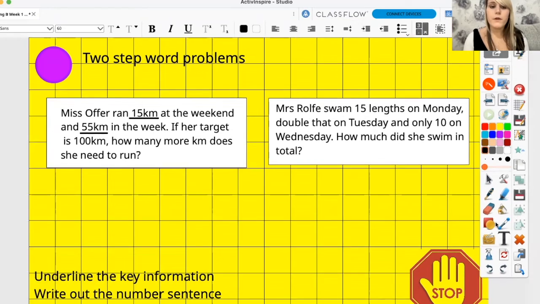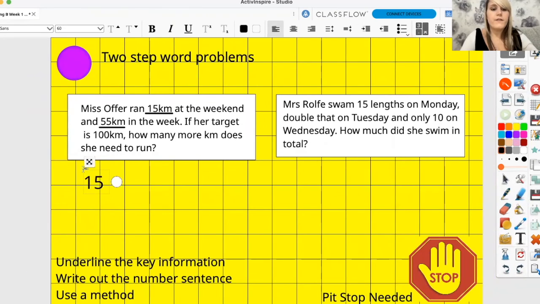So we know she's already ran 15 kilometres and 55 kilometres. So if she's ran both of those distances, we need to add them together to see how far she's ran so far. So using a mental method or the partition and recombining, 50 and 10 is 60 and 5 add 5 is 10. So 10 add 60 is 70. So she's currently run 70 kilometres. That's part 1 of this problem.